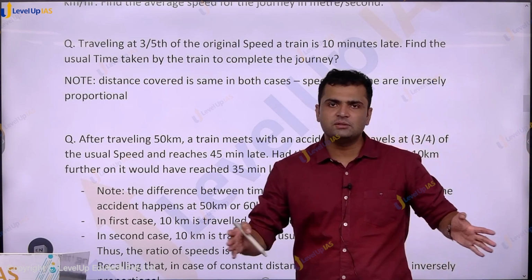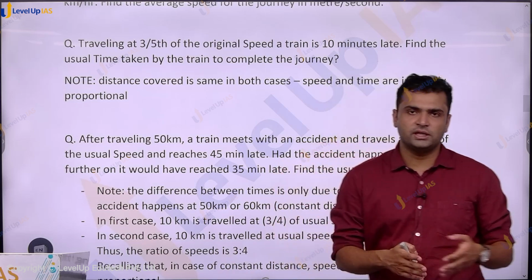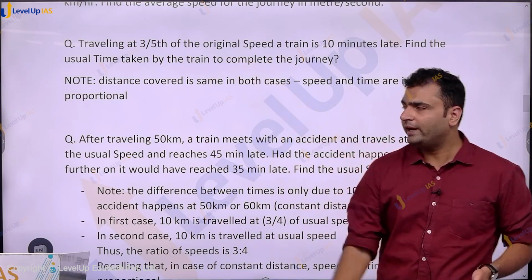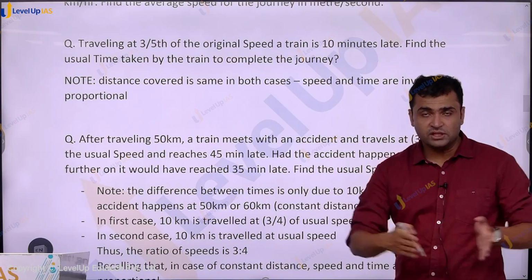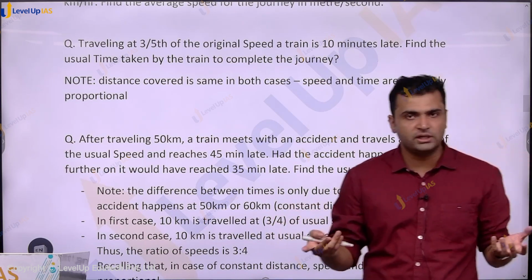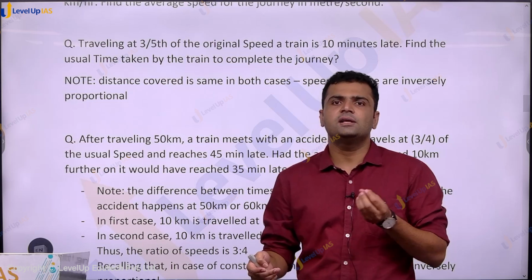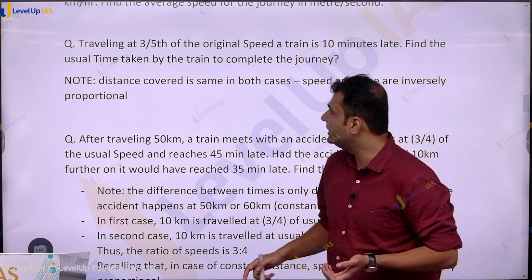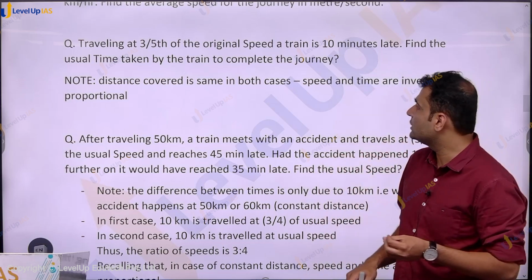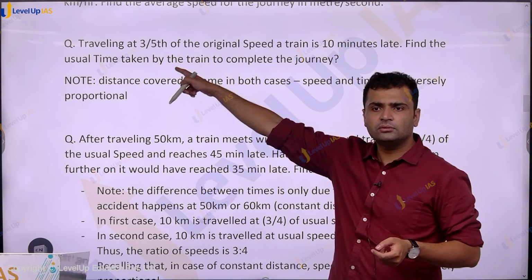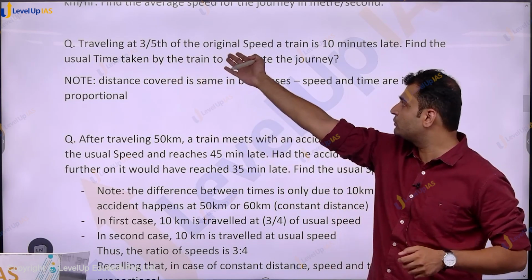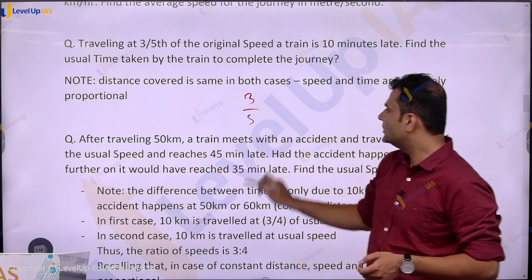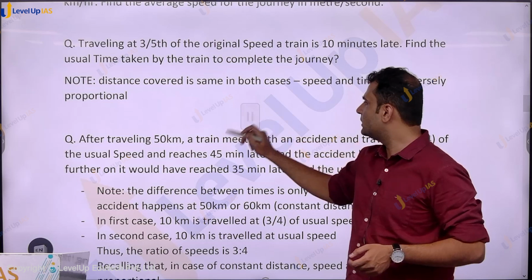So the distance covered is the same in both cases. In the first case, it is usual speed, usual time. In the second case, 3/5 of the speed and 10 minutes late. When the distance is constant, time and speed are inversely proportional, right? What is the ratio of speeds? It is 3 by 5, that is 3:5.